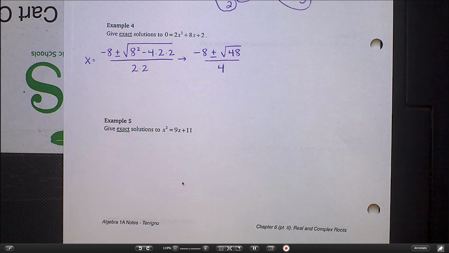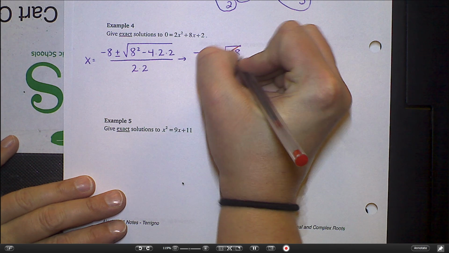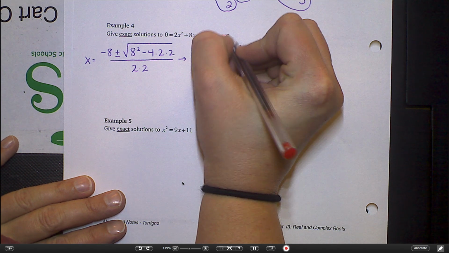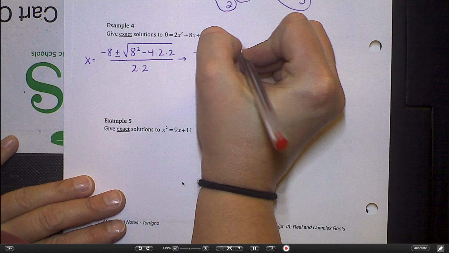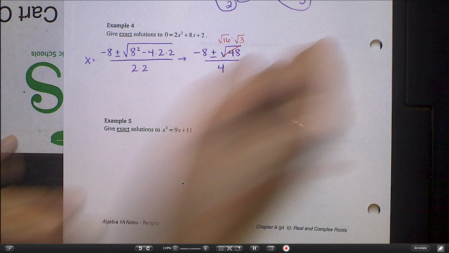So think about your perfect squares. Remember, you're shooting for the biggest one you can find that goes into 48. Anyone think they have it? Natalie? 16 and 3. Good. So instead of square root of 48, I'm going to turn this into square root of 16 and square root of 3. Okay?